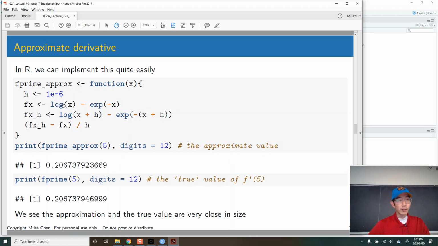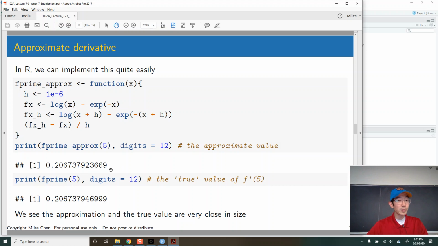So if our function was log of x minus e to the negative x, I just take x and then add h to it: log of x plus h, minus e to the negative of x plus h. And then I take the difference between f of x plus h and f of x, and I divide by h. And that's going to give me an approximation to the derivative.